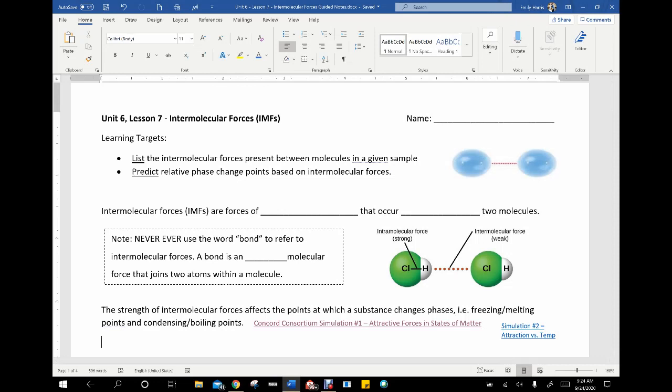So today we have two basic goals, or two learning targets. We want to be able to list the types of intermolecular forces that we see occurring between molecules, and we also want to be able to predict relative phase change points based on the intermolecular forces that are present.